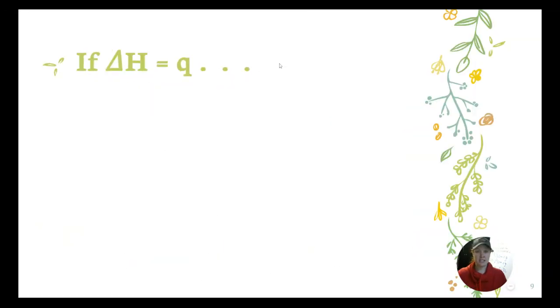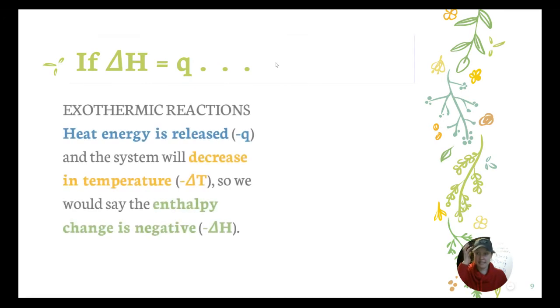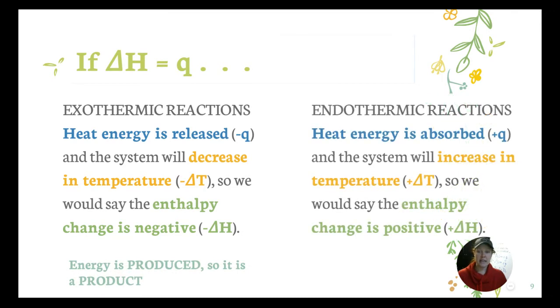So if delta H is equal to Q, that means that in exothermic reactions, heat energy is released with a negative Q. And that also means that the system will decrease in temperature, which gives us a negative delta T. And so we would say that the enthalpy change is negative also. So we would say negative delta H. This means that energy is produced. So it's a product, right? It's being released. It's a result of a chemical reaction.